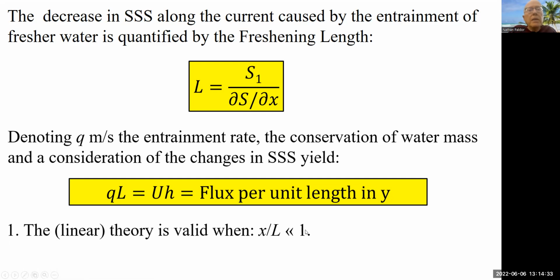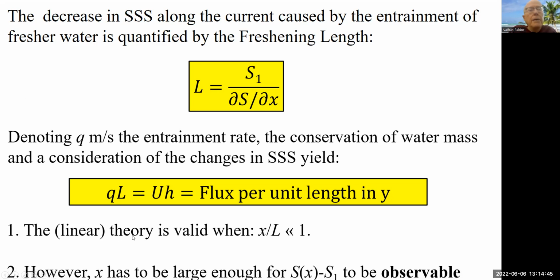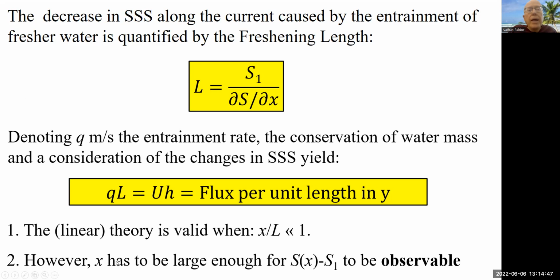Just two comments. The length of the transect should be short compared to the freshening length, so the ratio should be much less than 1 for the linearized theory to be valid. On the other hand, X should be large enough for the salinity changes to be observable, so they are not too small that we cannot quantify them.